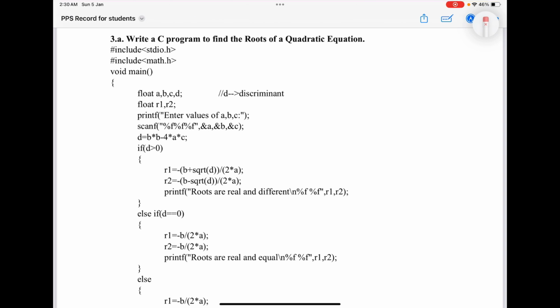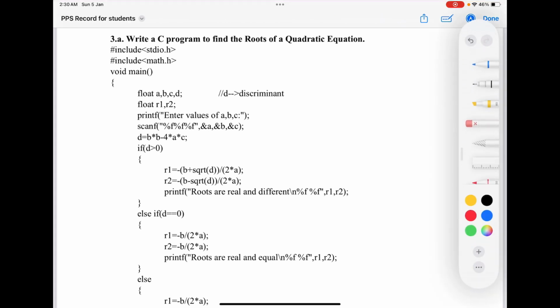In this video I'm going to talk about how to find roots of a quadratic equation. Before we get into the program, let's talk about what a quadratic equation is. Mathematically, the quadratic equation is ax square plus bx plus c equal to 0.